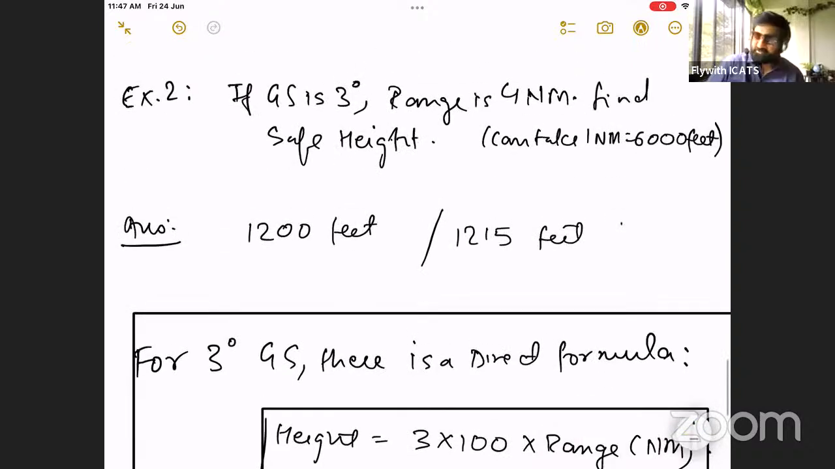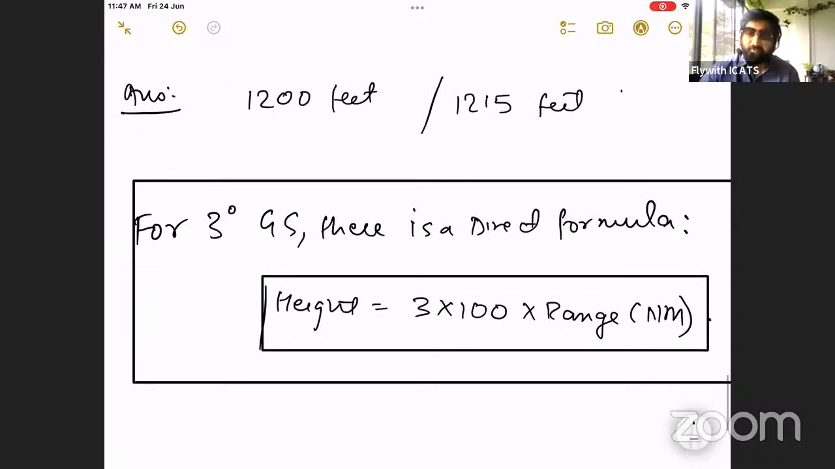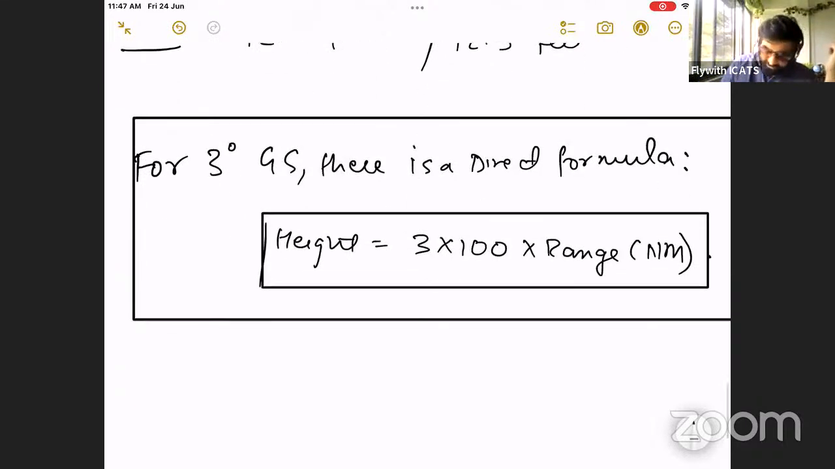So in exams, they might assume an answer with this answer, but I would like with 1 nautical mile equal to 6,000 feet. That's why the answers would be rounded off. You can use the navigation computer conversions also. Now I'm giving you a direct formula to find height only for 3-degree glide slopes. This is the direct formula. Has everybody noted it down? Use the direct formula to find it out.